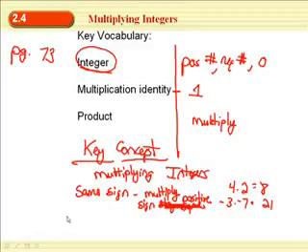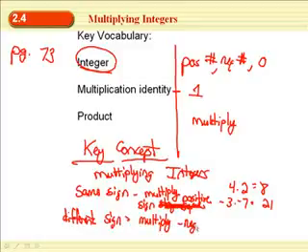If the signs are different, you multiply, and the sign is negative. So 4 times negative 2 is negative 8. 4 times 2 is 8, and 1 negative makes it all negative. Negative 3 times 7 would be negative 21. So signs the same, it's positive. Signs different, it's negative.